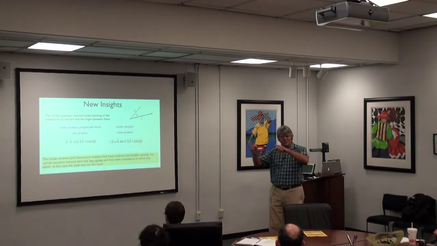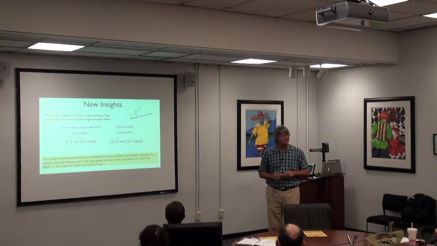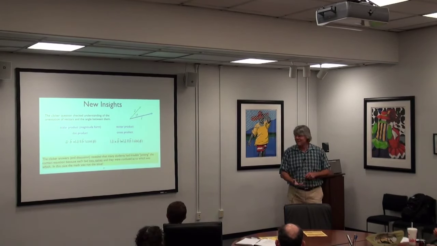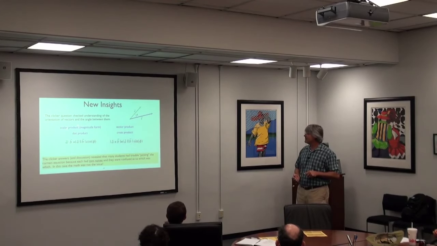So during the revote, I'm going up and down. Something I thought was helpful was not only calling them by their formal name, the scalar and the vector product, but also by their nickname, the dot product and the cross product.